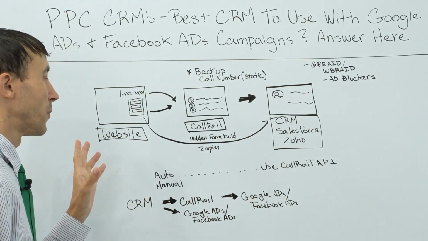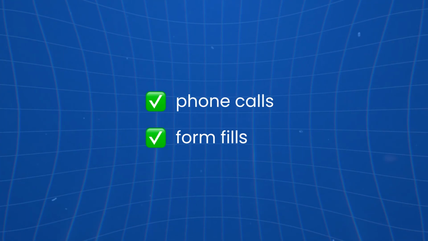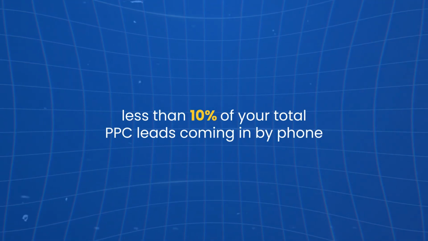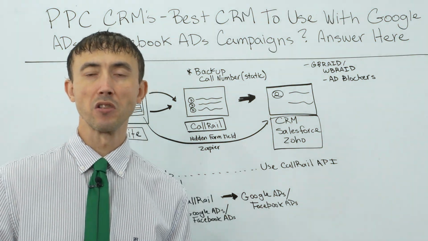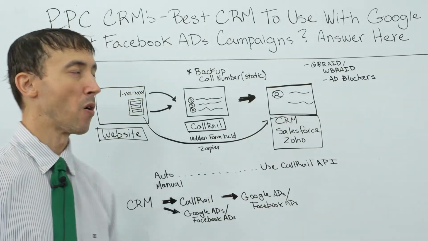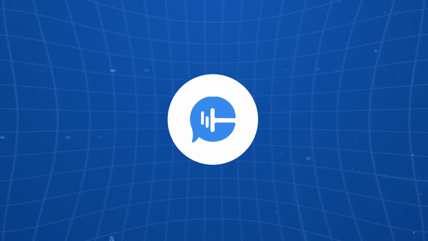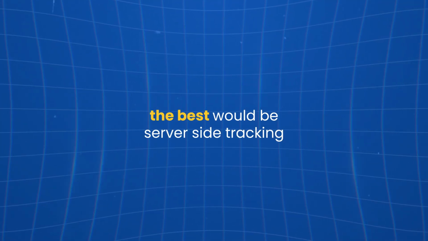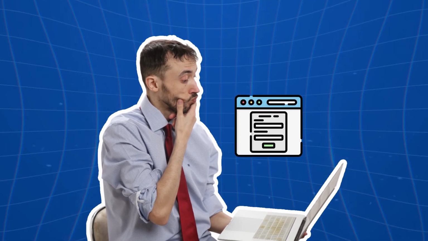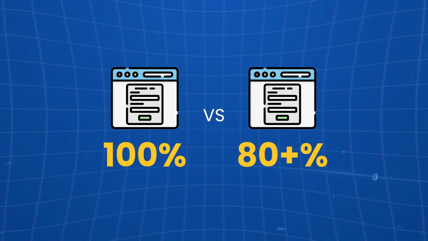So first off, if you don't already know, you need to be tracking both phone calls and form fills. Unless you have less than 10% of your total PPC leads coming in by phone, you need to track both because it's going to massively change your results. To track the phone calls, the best software is CallRail. And to track the forms, you can just use a simple Google Analytics account. The best would be server-side tracking because it's going to track the most form submissions of all, if you want to track 100% of the submissions versus 80+% of the submissions. So that's just a small tip right off the bat.